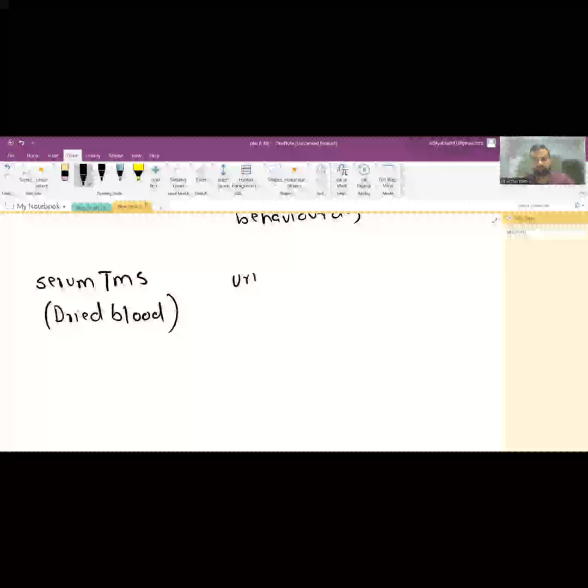Then we use urine to do GCMS, gas chromatography mass spectrometry. And then we go for next generation sequencing, which is also known as exome sequencing. The first generation sequencing is also known as Sanger sequencing. The second generation is also known as next generation or exome sequencing, which is what we do.